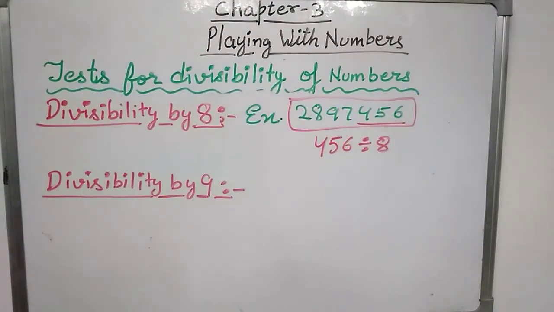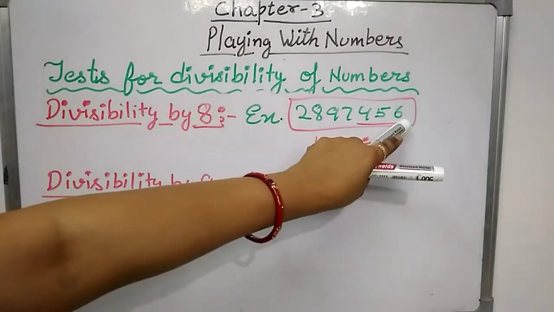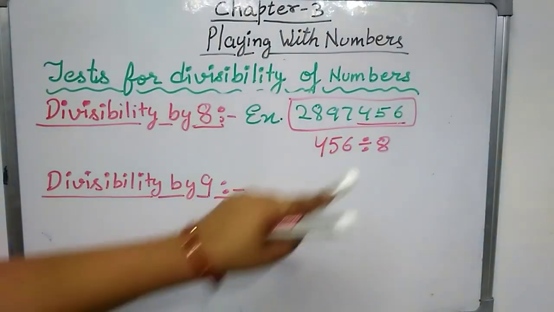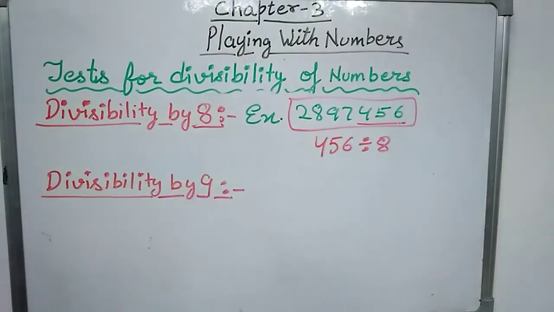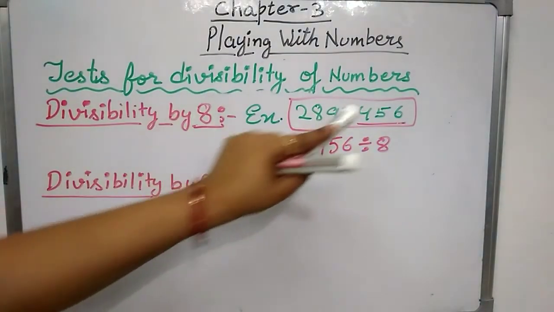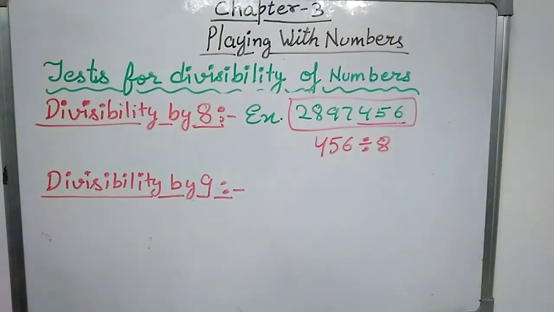So there is a pattern between divisibility by number 2, 4 and 8. For number 2, we consider only digit at ones place. For number 4, we consider digit at tens and ones place. For number 8, we consider digits at 100, tens and ones place. So number formed by these digits should be divisible by these three numbers 2, 4 and 8. Then that number or given number is said to be divisible by these numbers.